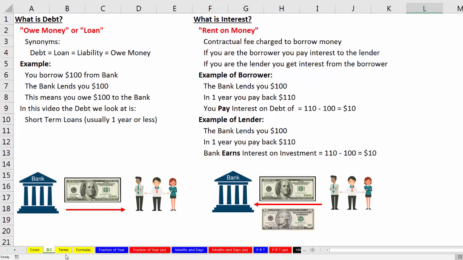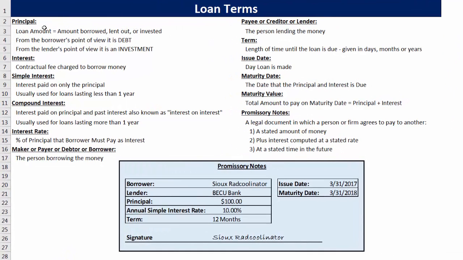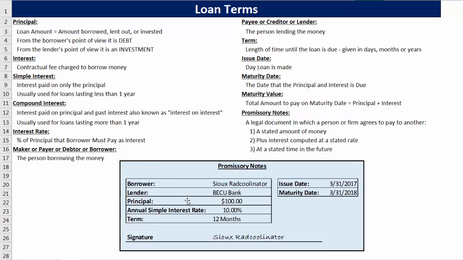Now, we need to go over and talk about terms. I'm going to click on the sheet Terms. Here it is. Here's a simple example of what is known as a promissory note. And we want to talk about the different terms we might see for loans in general, and for us in this video, short-term loans in specific. Now, principal, that's the word that means loan amount, amount borrowed, the amount lent out, or the amount invested. From the borrower's point of view, it's debt. From the lender's point of view, it's an investment. There it is, the same word for both sides. Here in our promissory note, there's the principal.